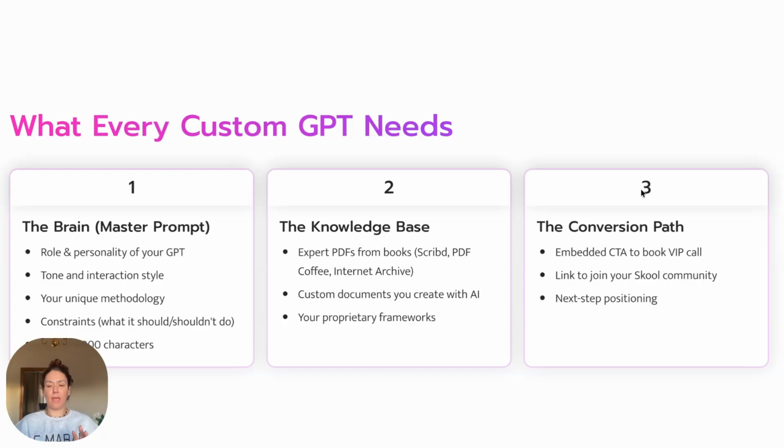Okay. So setting up GPTs, it's actually really easy. I'm going to walk you through it. But every GPT needs these three things. So step one is the brain. This is the master prompt. This is where you're telling it its role and its personality, what tone, how it is going to interact, your unique methodology, what it should and should not do. This has to be under 5,000 characters, okay?